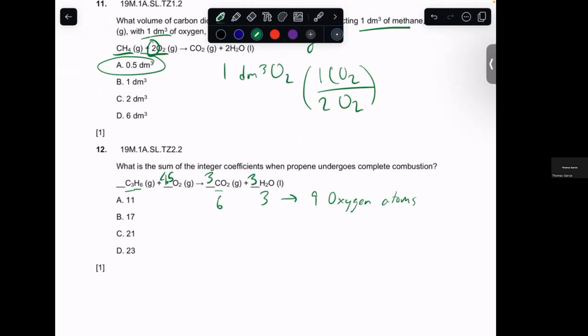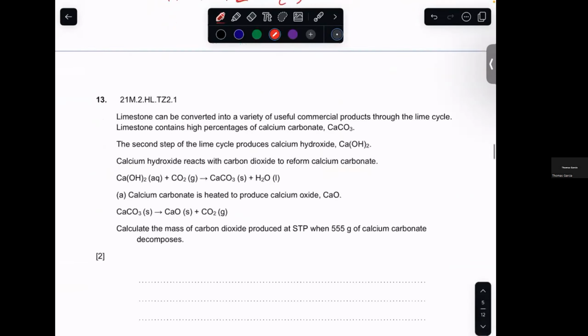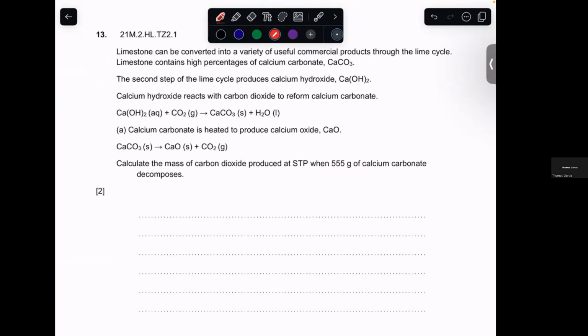So what I'm going to do instead is get rid of the 4.5. I'll put a 1 there and multiply everything by 2. And so my new coefficients will be 2, 9, 6, and 6. And this will hold the same ratio as 1, 4.5, 3, and 3. But now I have the simplest whole numbers, and then I'll just add those up. These make 12 plus 11, which is equal to 23. Answer is D.